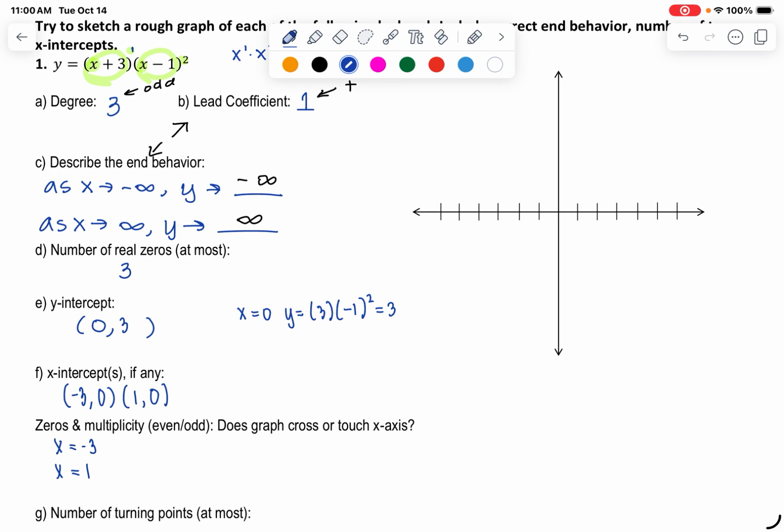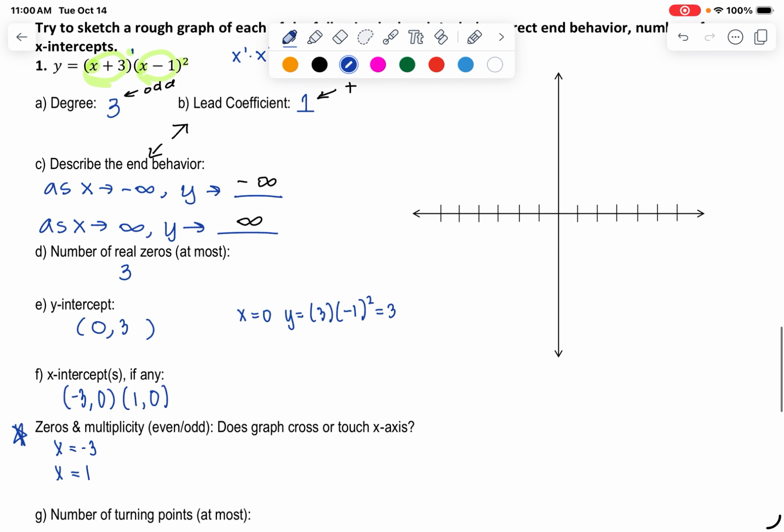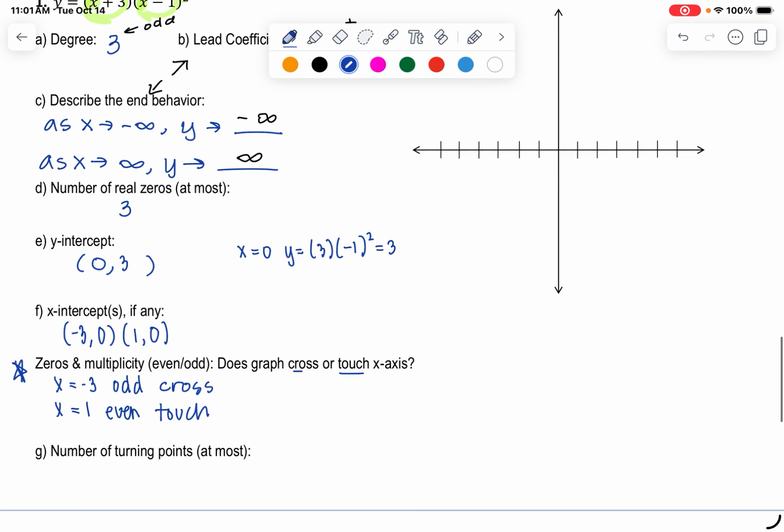All right. Also in this section right here, it says zeros, the multiplicity, and whether it's even or odd. So let's look at how many times the factor appears. This appears once, so that's odd. This appears twice, so this is even. And then it also asks, does it cross or touch? So this is the thing that we relearned today. If it's odd, it's going to cross the x-axis there. If it's even, it's going to touch or bounce off. Number of turning points is always 1 less than the degree, so 2. And it's at most; it can happen less than that.